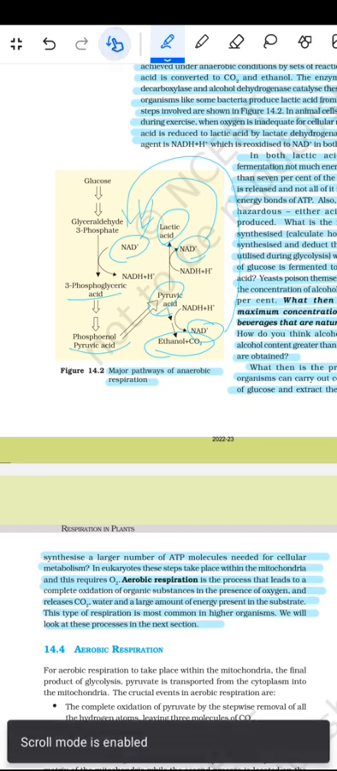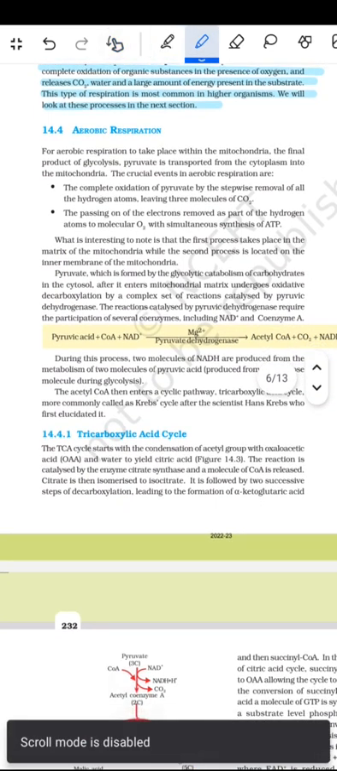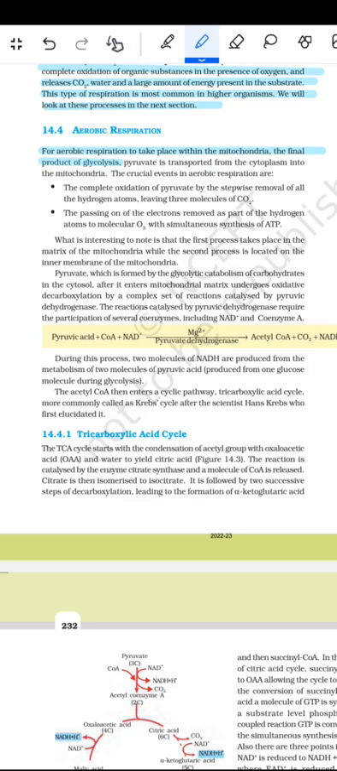फिर कहता है एरोबिक रेस्पिरेशन। तो For the aerobic respiration to take place within the mitochondria, the final product of the glycolysis, pyruvate, is then transported from the cytoplasm into the mitochondria. The crucial events in the aerobic respiration are the complete oxidation of the pyruvate by the stepwise removal of all the hydrogen atoms, leaving 3 molecules of the CO2, the passing of the electrons formed as a part of the hydrogen atom to the molecular O2 with the simultaneous synthesis of the ATP.